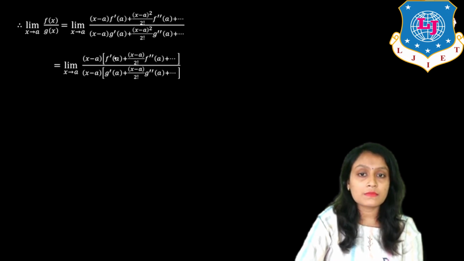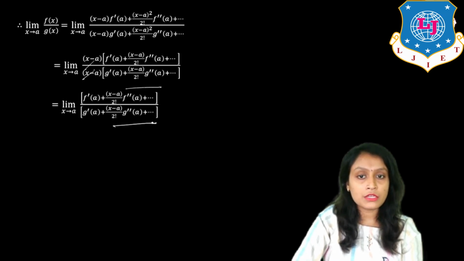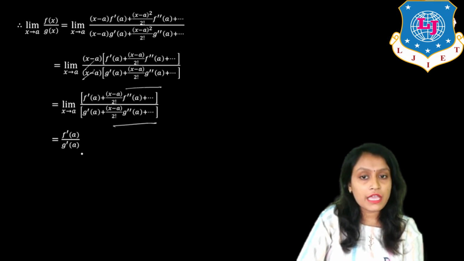Now we will take x minus a common and cancel it. And now what remains is this. Now we will apply the limit. So in place of x, everywhere we have to substitute a. So all these terms will be 0 and all these terms also will be 0. So what will remain is f dash a upon g dash a.